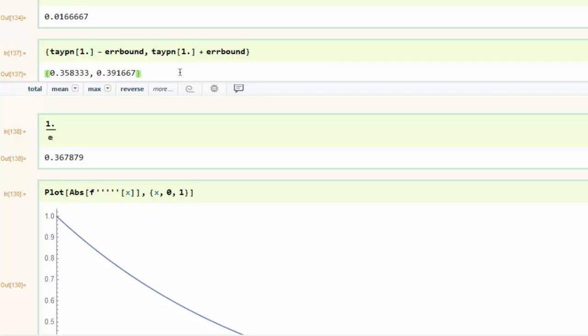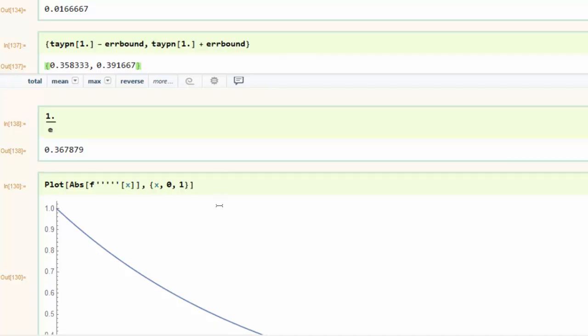I could actually find an error bound that was smaller than this error bound, but would still be true if I chose a better value for m. Now m has to be greater than or equal to the maximum value of this derivative on the interval. So if I actually calculate what the maximum value is and use that for m, then I would get the best possible bound for the error in my approximation.